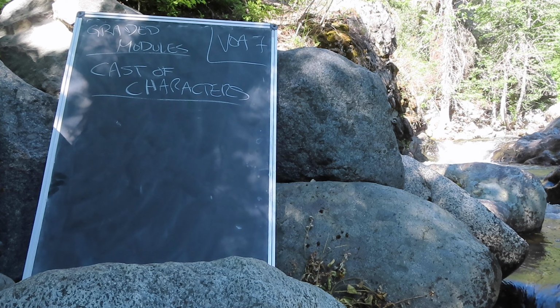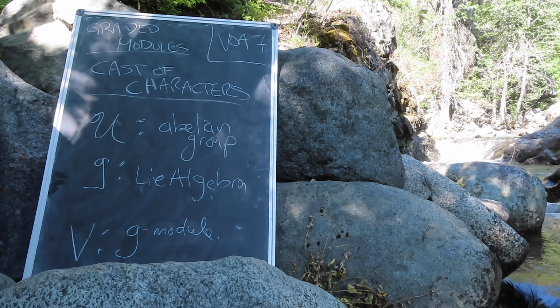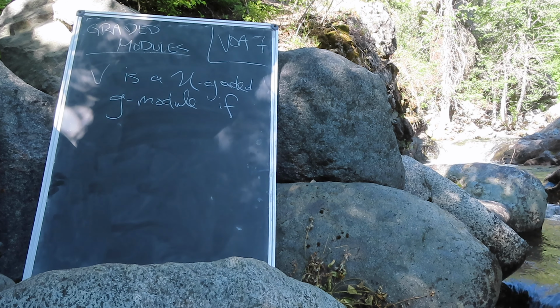Consider three characters in this play: U, G, and V. U is an abelian group. Remember, that's supposed to be a fraktur A. G is a Lie algebra that is U-graded, and V is a G module. V is said to be a U-graded G module if two conditions are met.